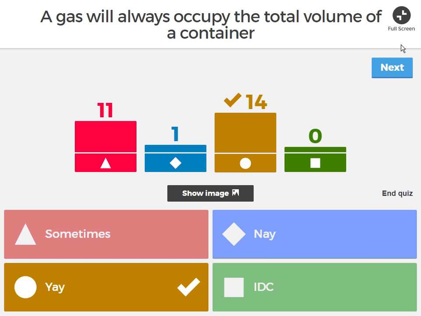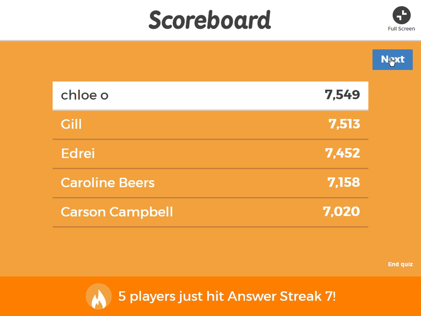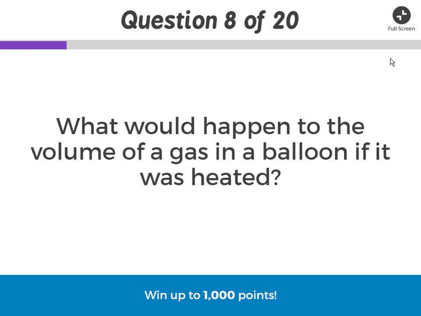Does anybody want to volunteer and say when it would not fill the container? Anybody have a debate on that? The container explodes. Okay, I see your point, but I'm not giving the point back. I was gonna let maybe someone justify, but there was no justification. What would happen to the volume of gas in the balloon if it was heated?